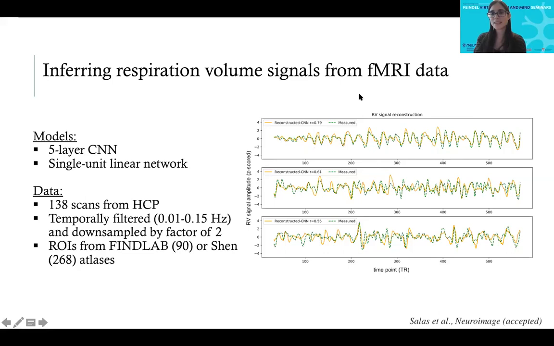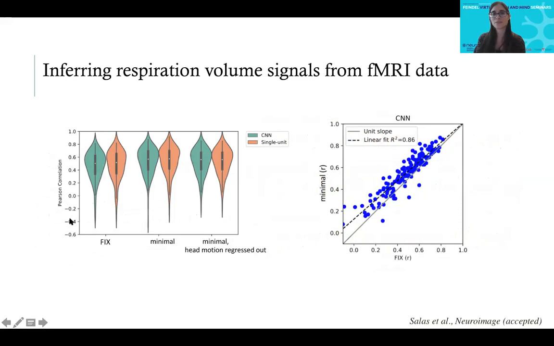In terms of all the scans, what are the summary statistics of that performance? Our performance metric was the Pearson correlation, the temporal correlation between the actual and measured waveforms. I'll point out a couple of observations in this figure. First, these two colors represent the different methods we used, the CNN or the single unit network. One thing we were surprised about is that they performed very similarly to one another. Even though the single unit model has many fewer parameters and is essentially a linear deconvolution the way we're setting that up, although with a 2D kind of input, the performance was quite similar. That was interesting to us.